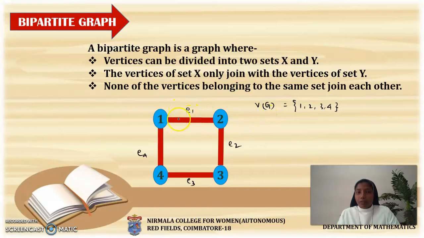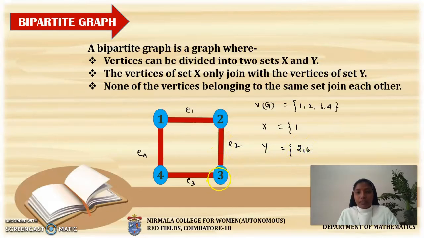Now consider E1. In a bipartite graph, if you consider any edge of the graph, one end must be in the partition X and the other end must be in the partition Y. Now we have to check whether this square graph is a bipartite graph. So I choose an edge E1 in which one end is 1. I choose this as an element of X so that the adjacent vertices cannot be in X, so that they can be found only in Y.